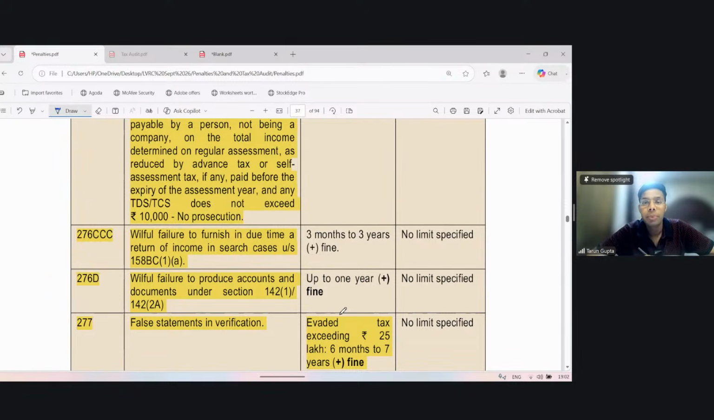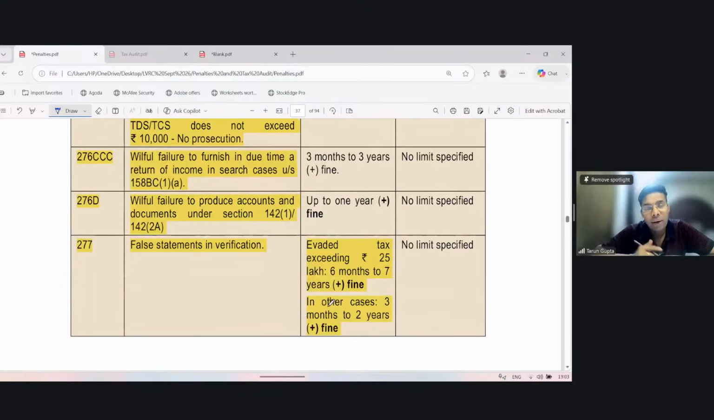If the assessee furnishes a false statement in verification, and if the evaded tax exceeds 25 lakh, then the prosecution is 6 months to 7 years plus fine. In any other case, it is 3 months to 2 years plus fine.